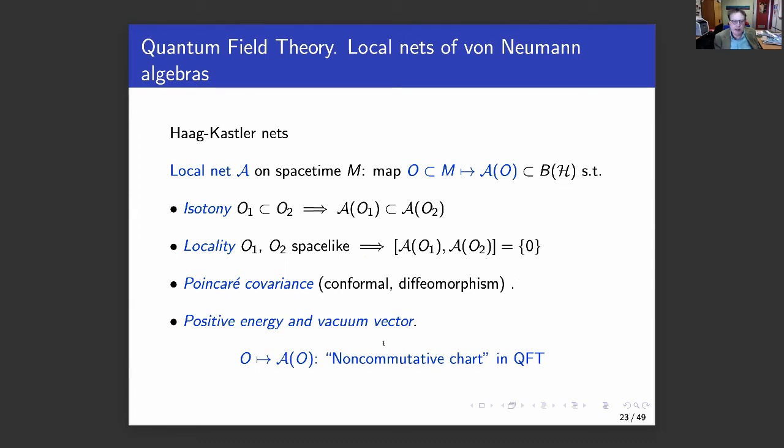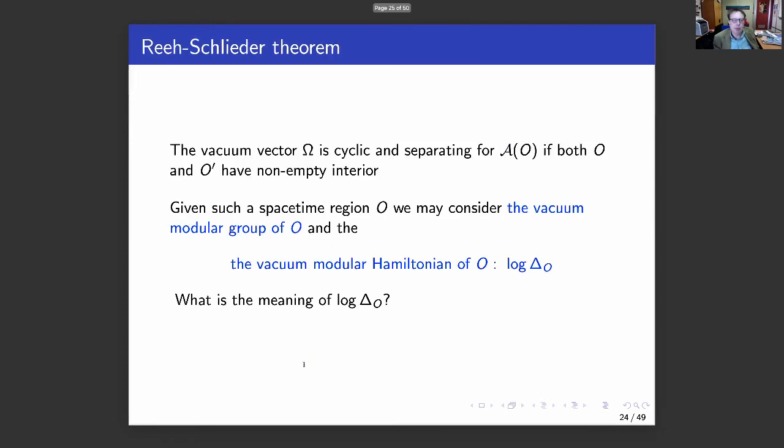So in a sense, this association of region to operator algebra is a sort of non-commutative chart, because if the algebra was commutative, then we would have just a usual chart. I should be more precise on this, but let's take this just as an indication of what's going on, not a complete statement.